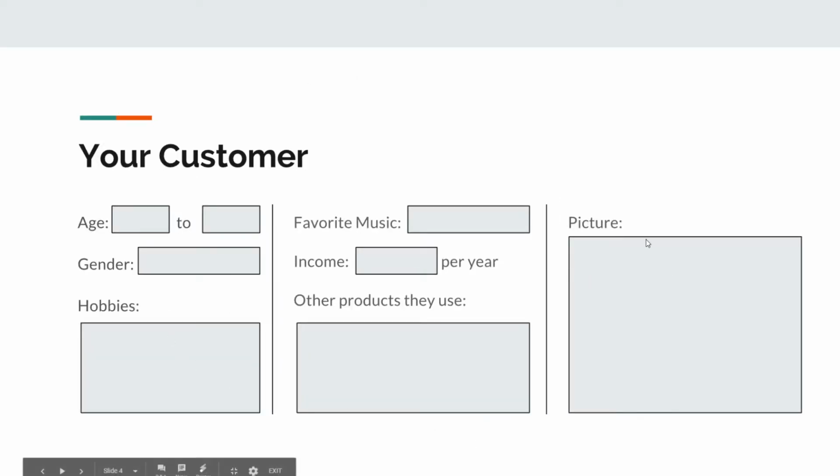So on this slide, I want you to go through and answer these questions about your customer, right? Write in how old they are, their age range, what gender they are, their hobbies, favorite music, income, other products that they use, and then find a picture of your prototypical customer online. It doesn't have to be anything crazy. It could be a stock photo or whatever, but the picture of the person that you have in your mind that is going to buy your product, put it in here.